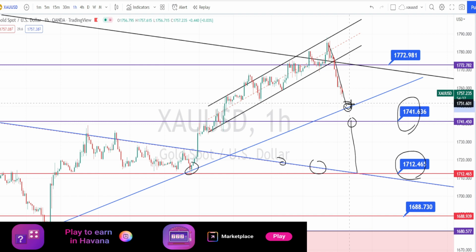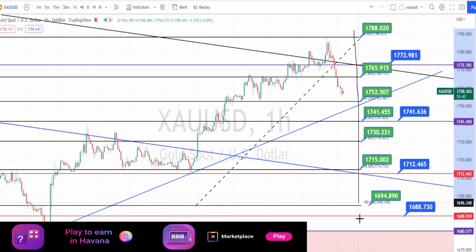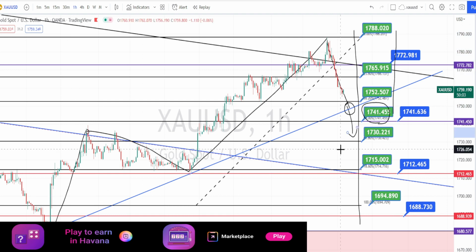If this first level of support is not broken, we can expect the price action to bounce back on the bullish side, trend reversal. Let us mark the support and resistance levels. So the values within these green color boxes are going to be the support and resistance levels for hourly time frame. Let us do the analysis in 30 minutes time frame.